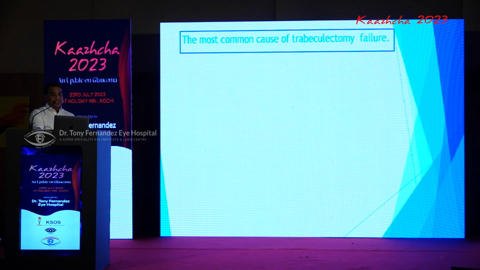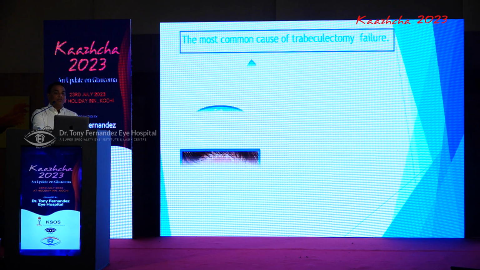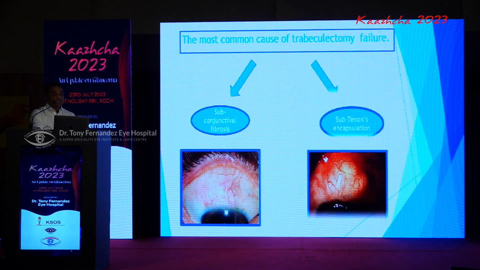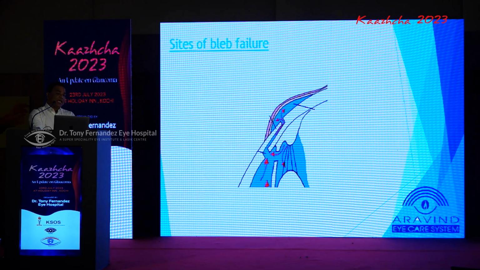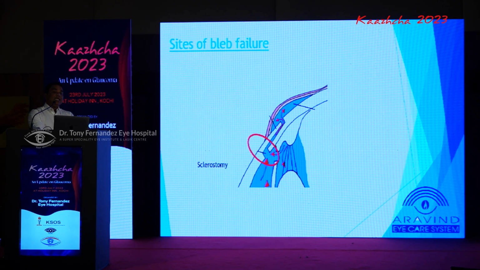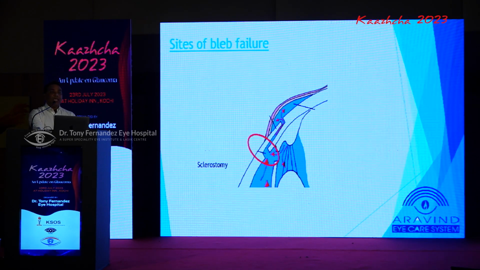So let's understand why a trap fails. The main reason is either subconjunctival fibrosis, or second, subtenon encapsulation. Then understand where the site is going to be blocked. First, around the bleb capsule; then the scleral flap adhering to the surrounding underlying tissue; and the sclerostomy, where your sclerostomy is closed.